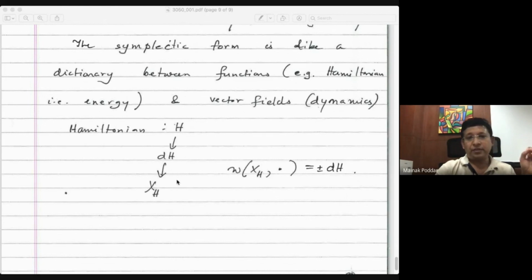Now from dH, the symplectic form converts it. It's a two form. It converts dH into some vector field XH by this prescription that I forgot now. Plus or minus, omega is a two form, so you can plug two vector fields into it. Now the prescription is that you plug in XH, the vector field, such that when you plug it into omega, you get the one form. Like you have one more vector field to plug.